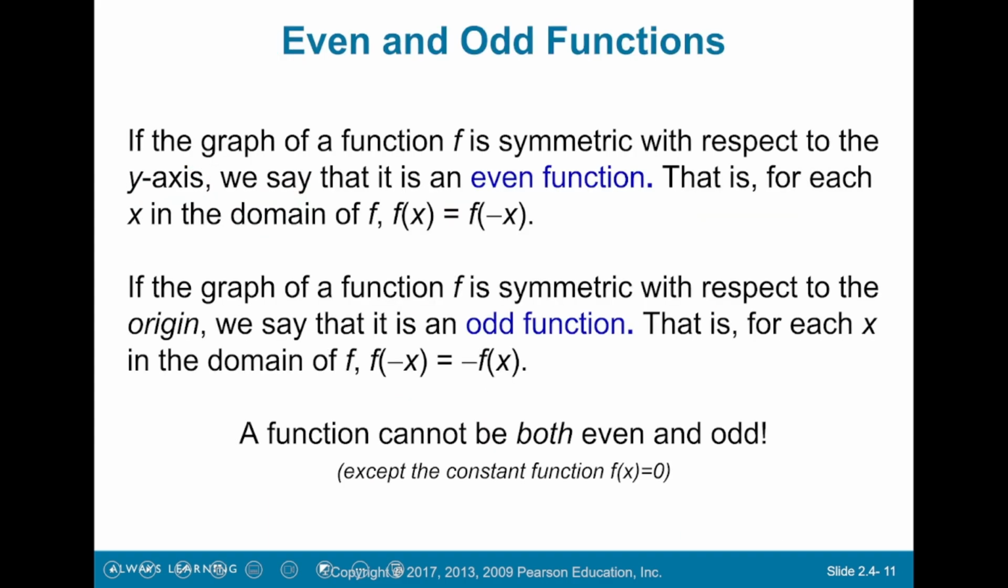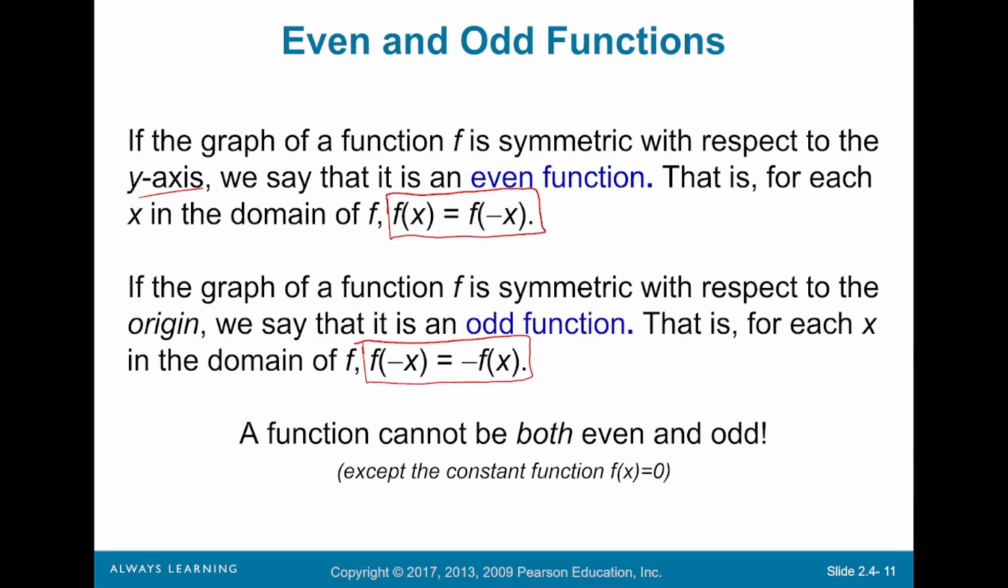Now we actually have names for these kinds of functions. If a function is symmetric with respect to the y-axis, we say it's even. Essentially all you want to think about is: does f of x equal f of negative x? So if I replace x with negative x, do I get the same thing? Then when the graph of a function is symmetric with respect to the origin, we say that it is odd. That is, for each x, we have f of negative x equals negative f of x. So putting a negative in front of the x is the same thing as putting a negative in front of the entire function.